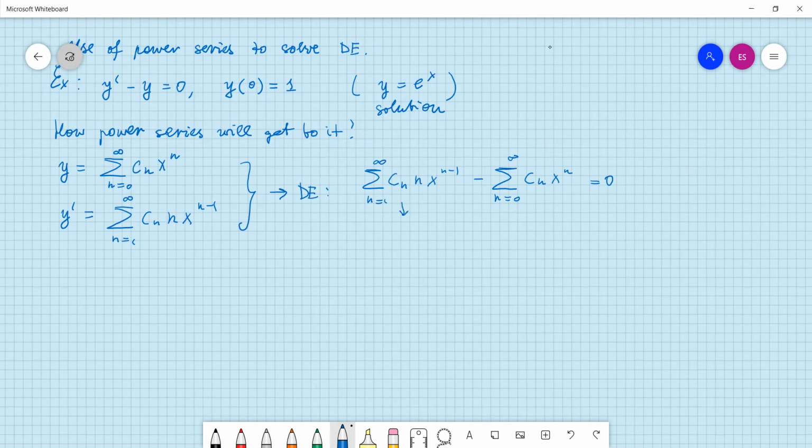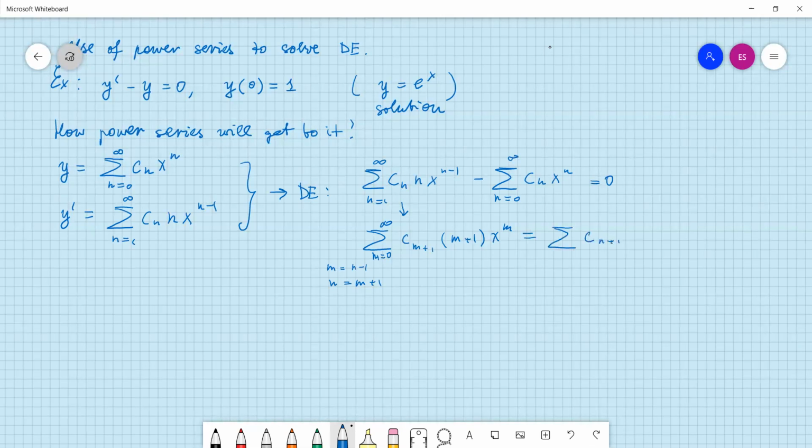So I'm going to do the shift of the index. I'm going to call m equals n minus 1. So that's C m plus 1, right? If m is n minus 1, then n is m plus 1. Times m plus 1, x to the power of m, and if n is equal to 1, m will be equal to 0. So I shifted it. Now I'm renaming the index to go back to n.